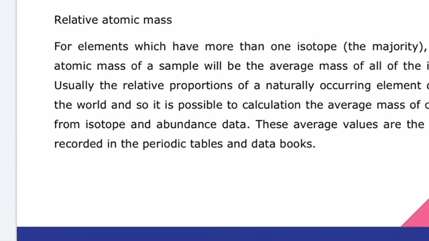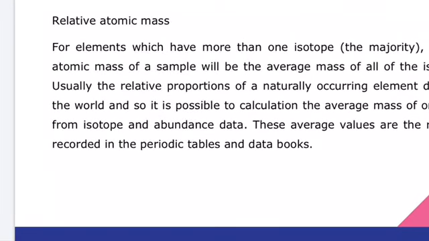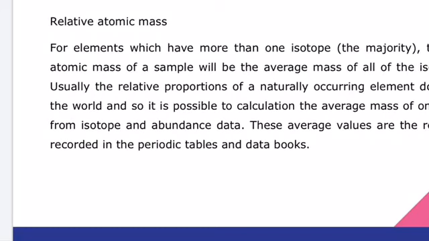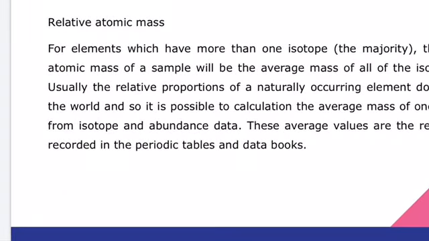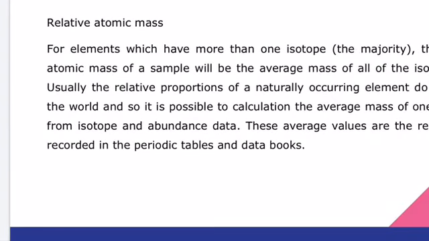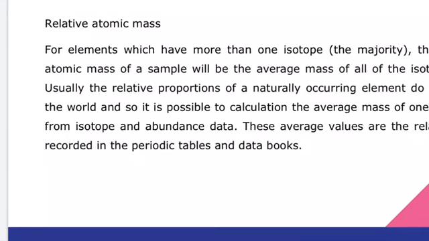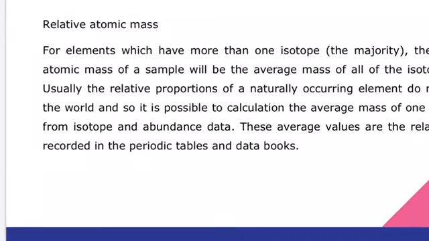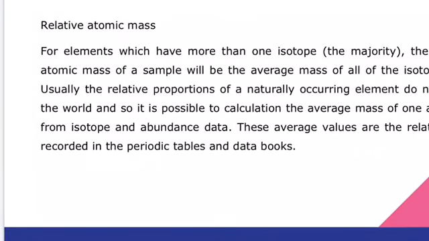Relative atomic mass. For elements which have more than one isotope, the measured relative atomic mass of a sample will be the average mass of all the isotopes in the sample. Usually the relative proportions of naturally occurring isotopes do not vary throughout the world, and so it is possible to calculate the average mass of one atom of an element from isotope and abundance data. These average masses are usually given in the periodic table and data books.